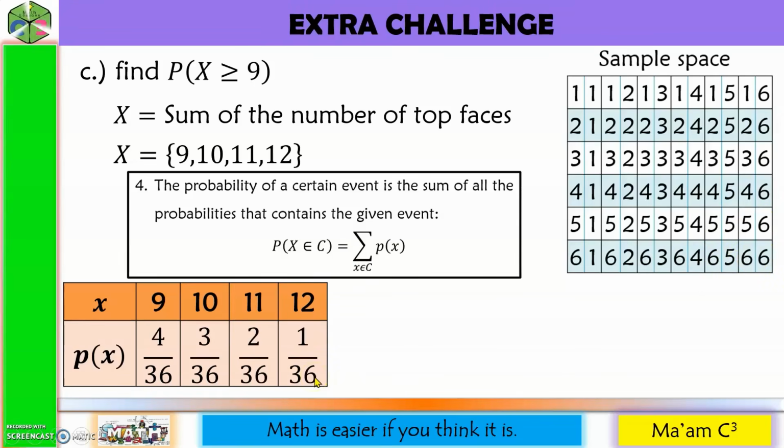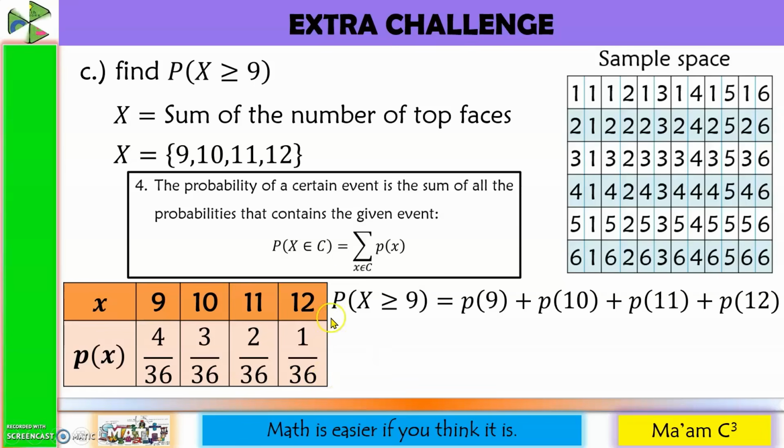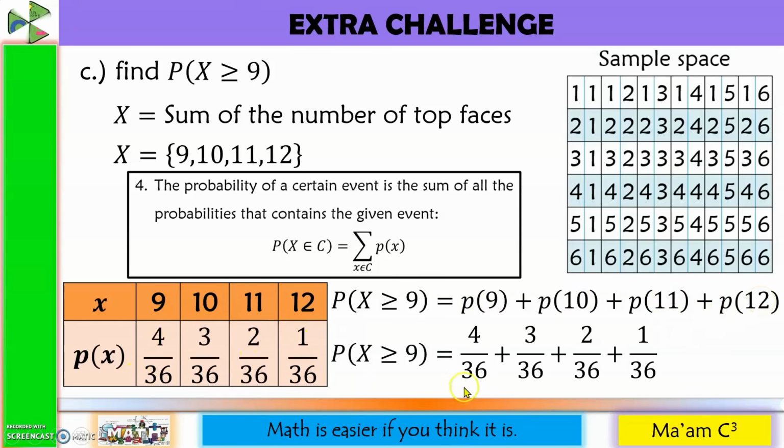In formula, it will look like this. The probability that the discrete random variable is greater than or equal to 9 is equal to the summation of the probabilities that it is 9, 10, 11, and 12. So we just have to add all of this. Similar fractions, so let us add the numerators. 4 plus 3 is 7, plus 2 is 9, plus 1 is 10. Copy the denominator.